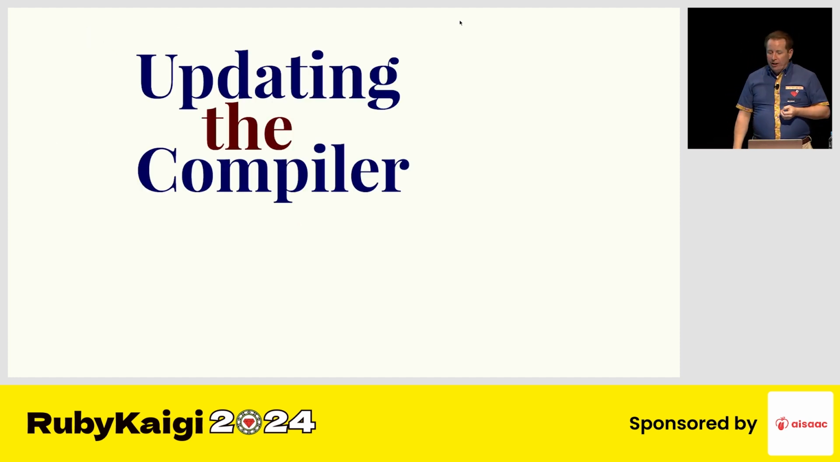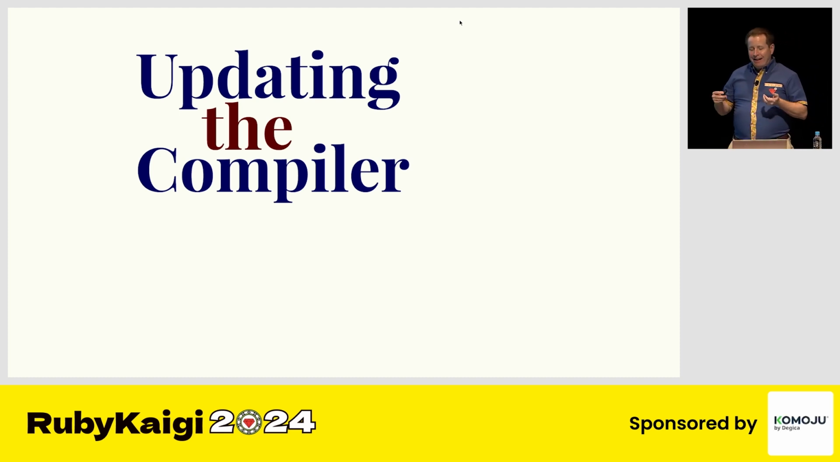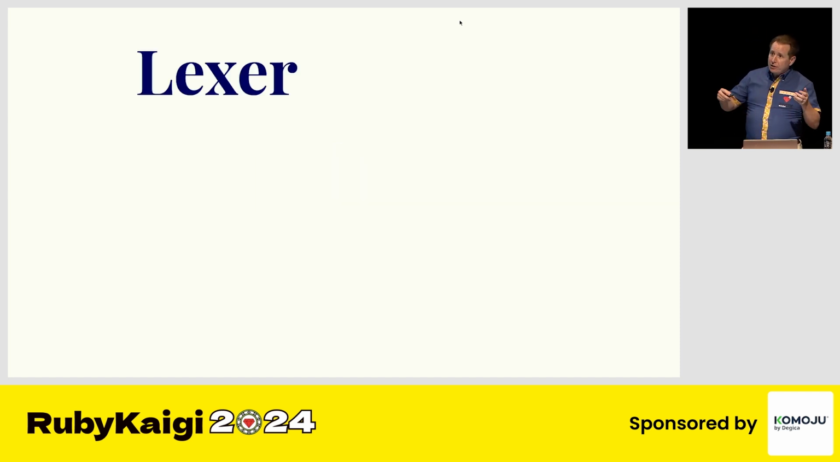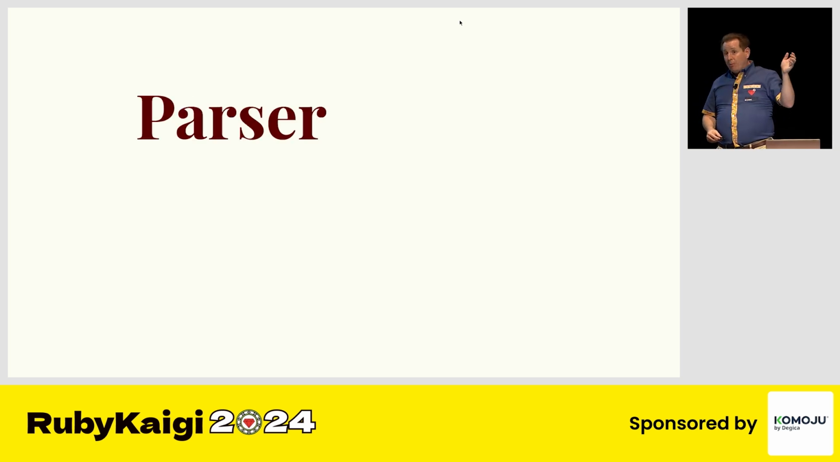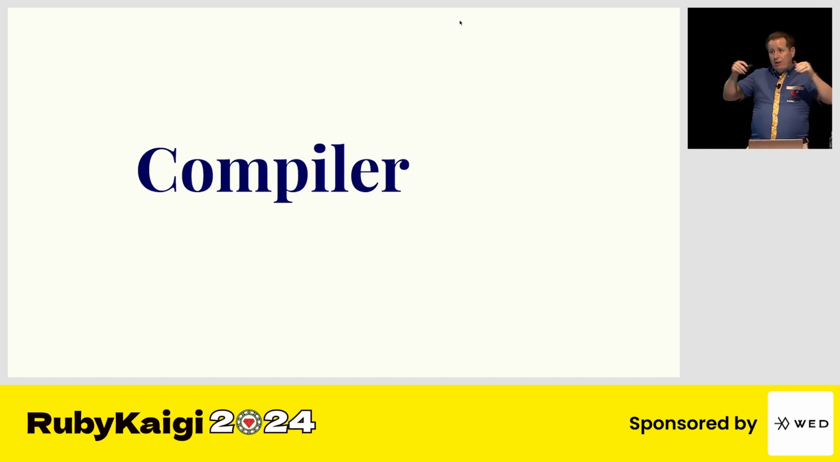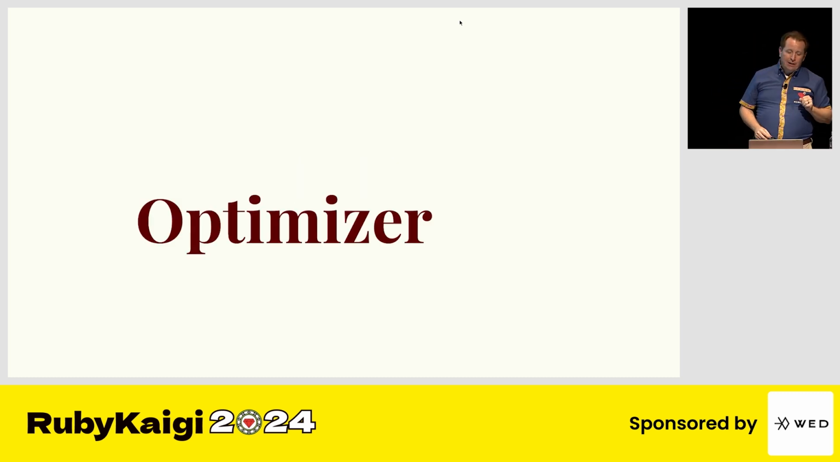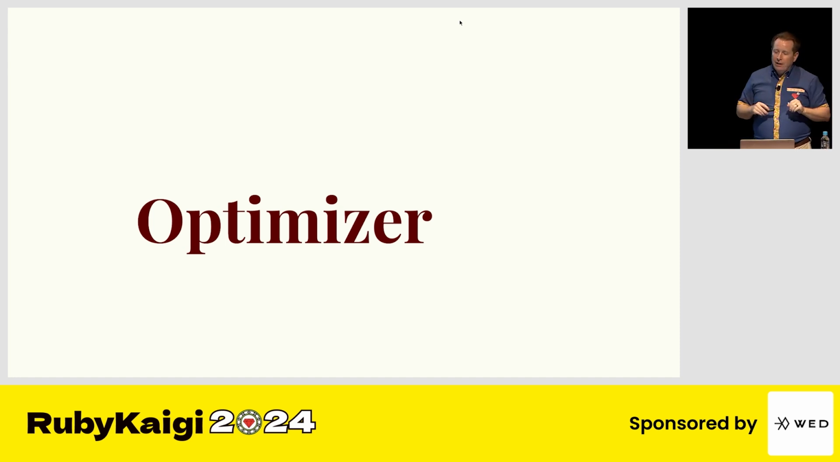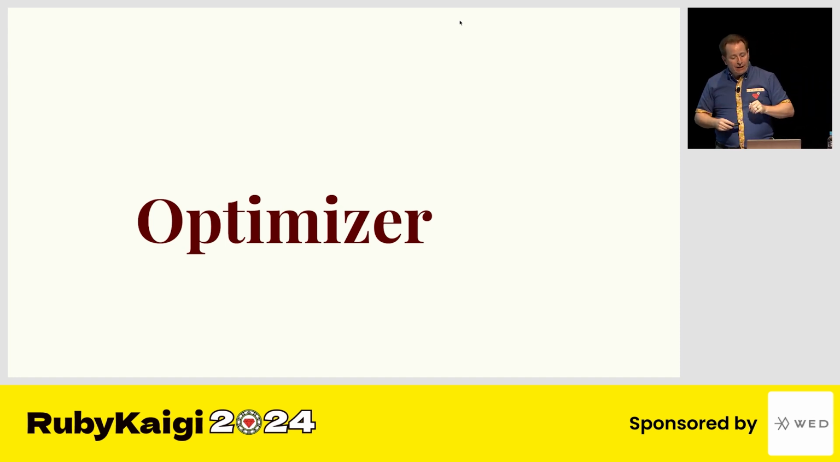When I first started working on these changes to optimize splat array, I tried to make the changes directly in the compiler. And I found that ended up being challenging. The compiler is the third step in converting your Ruby source code into virtual machine instructions. The first step is the lexer, which takes your source code and separates it into a stream of tokens. The second step is the parser, which takes your token stream and builds an abstract syntax tree. The compiler takes your abstract syntax tree and builds a list of virtual machine instructions. And there's a fourth step, the optimizer, which takes the list of virtual machine instructions generated by the compiler and potentially modifies the instructions to use more efficient instructions that have the same effect.